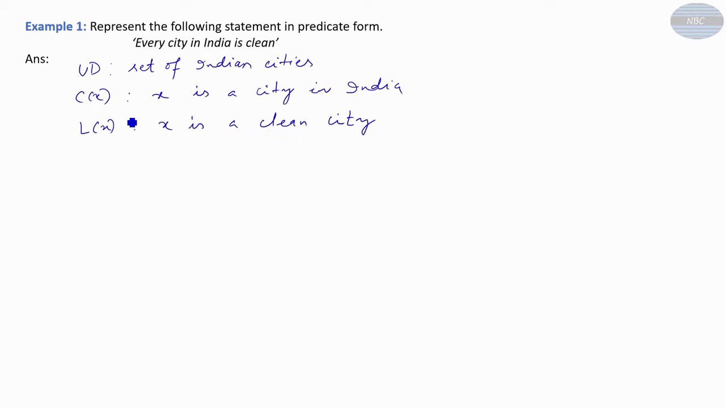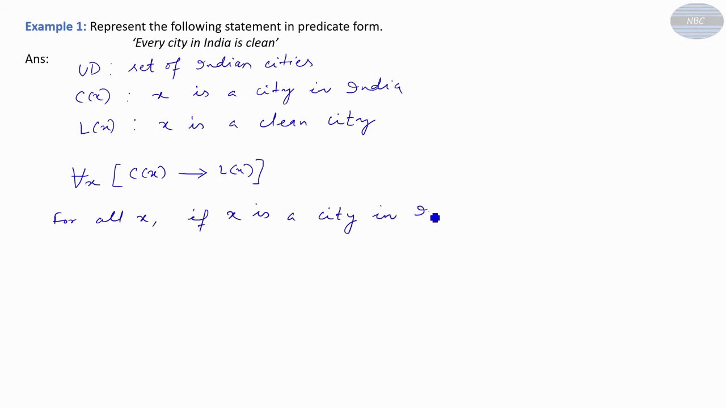So we have defined two predicate functions, Cx, where x is a city in India, and Lx, x is a clean city. Now we can have for all x, if x is a city in India, then it is clean. So this statement is represented in predicate form as for all x, Cx implication Lx. It can be read as for all x, if x is a city in India, then it is clean.